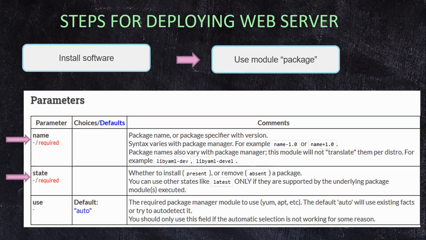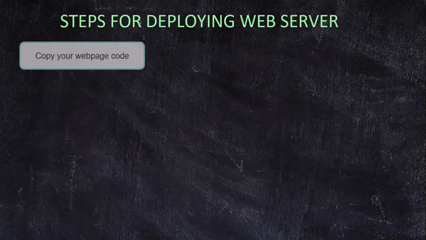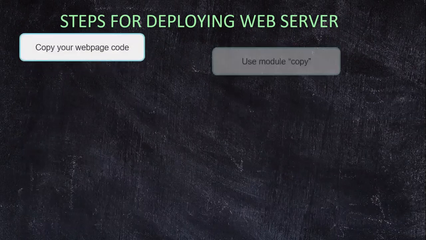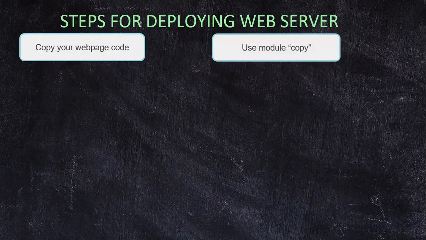Depending on what software I am planning to install, that will be my name. And state is whether I want that to be present or I want that to be removed. So remove is absent. The keyword that you have to give as your input would be present or absent, depending on whether you are installing it or uninstalling it. Let's move on to the second step, copying the web code. For this, I'm going to use the module copy.